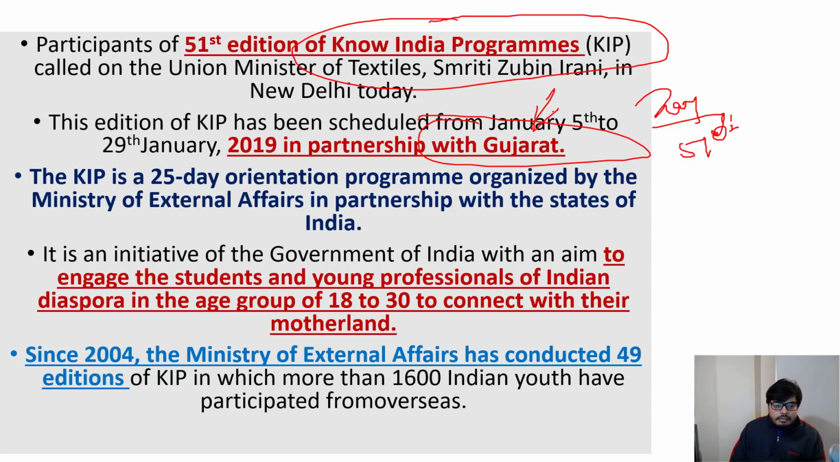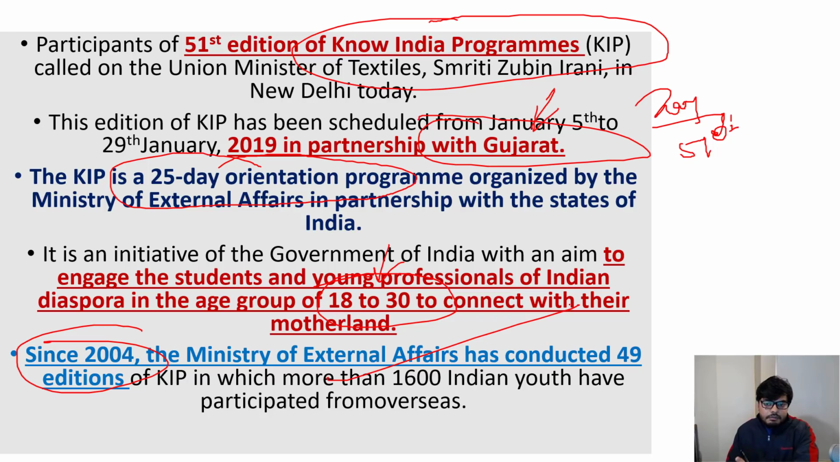The people in the age group of 18 to 30 are coming to India, and mainly they are the Indian diaspora, people of Indian origin. This is a very energetic age group, and India wants to give them knowledge about India's culture, heritage, professionalism, and business investment, so that they know more about their motherland and are very much interested in its progress. So this is a very important and unique 25-day orientation program, going on since 2004. The Ministry of External Affairs manages this program with a particular state every time.